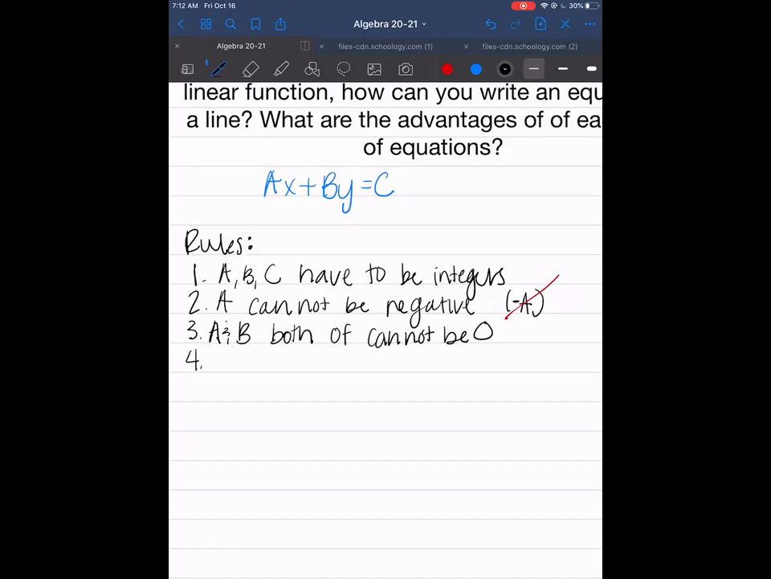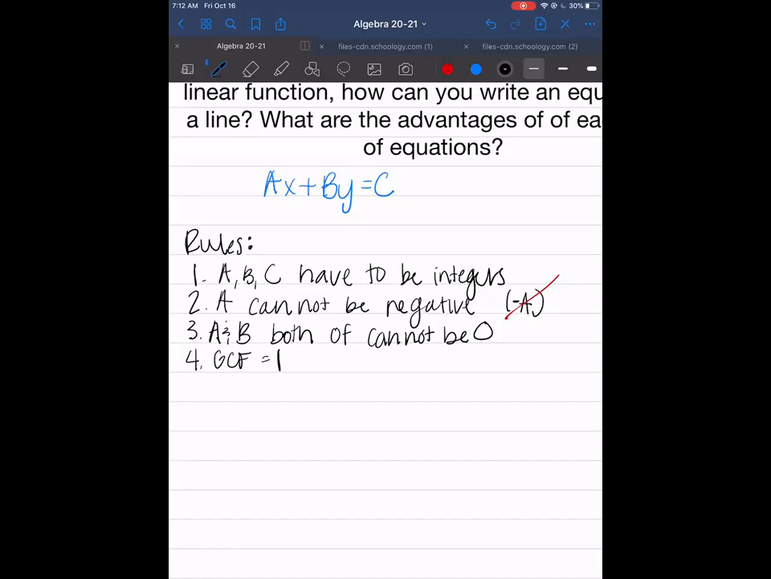So, the fourth and final rule is that they can't have a greatest common factor, meaning they can't all be divisible by the same number. The greatest common factor has to be 1. So if any of these rules are not met, there's going to be some additional work you'll have to do in order to make sure it is officially in standard form.